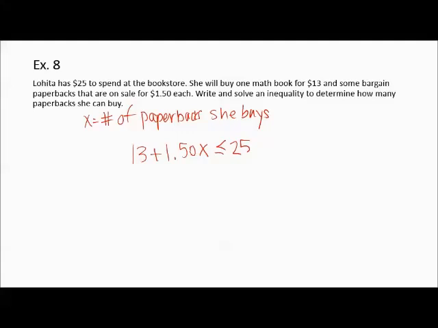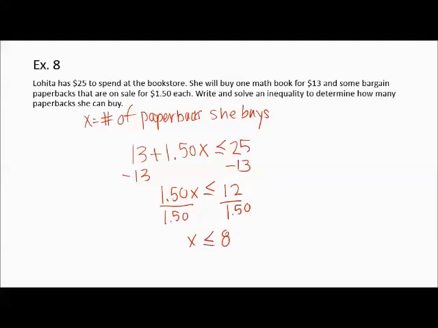All right. So now we've created a very nice inequality to model that situation, and we can solve it to find out how many books she could buy. So we're going to first subtract 13 from each side. We get 1.50x is less than or equal to 12. Now we're going to divide by 1.50. You could write it as 1.5 or 1.50. Either one's okay. And we're going to get x is less than or equal to 8.